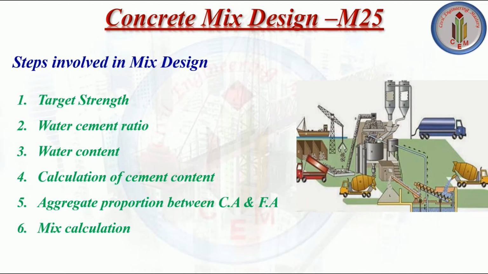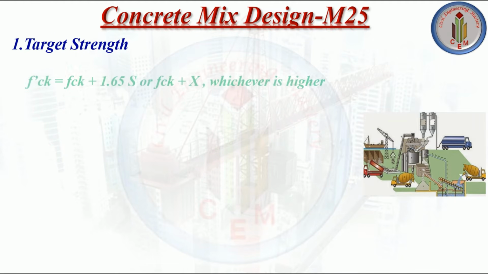Now let's look into the steps involved in concrete mix design. First, we need to calculate target strength, then water cement ratio and water content, and then calculation of cement content. After that, we need to calculate the aggregate proportion between coarse aggregate and fine aggregate, and finally do the mix calculation. These are the 6 major steps which we need to follow in concrete mix design. Now let's start with target strength.